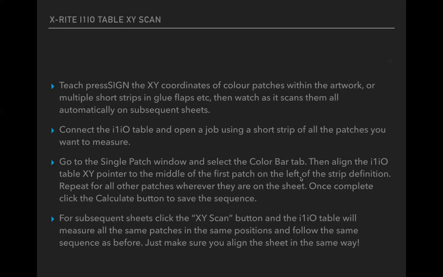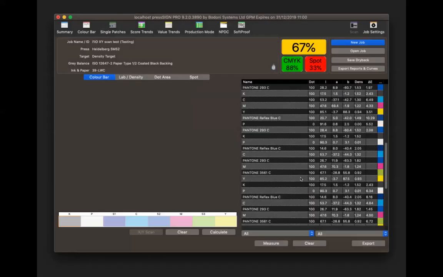Now that does two things. It will calculate the score of that measured strip, and it also saves the XY position and the sequence of those movements for future scans. So the next sheet that you put down, you click the XY scan button and it just goes and does it for you. Okay, so here's a screenshot of the single patch window in the color bar tab with no data.